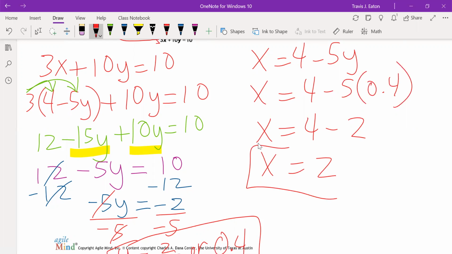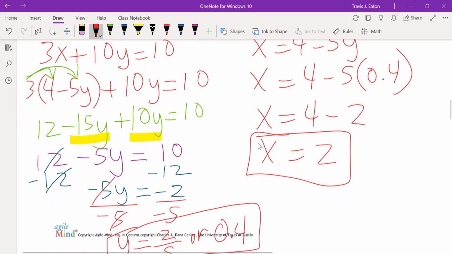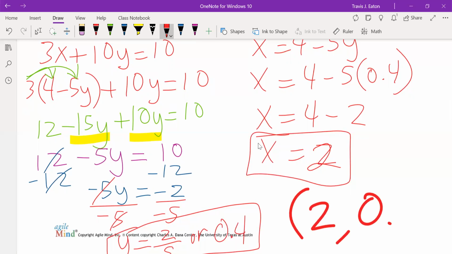So now we have found both of them. We found x and we found y. Sorry, that looks like a z. All right. So our ordered pair, our solution, will be 2, 0.4.